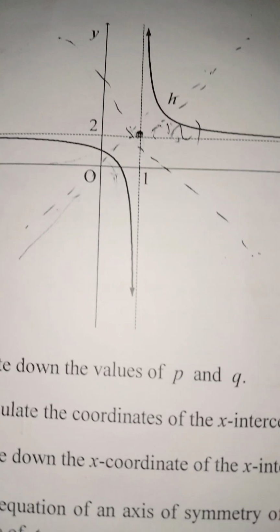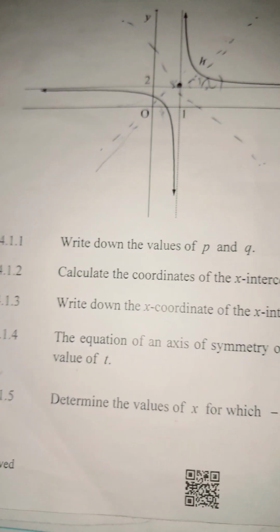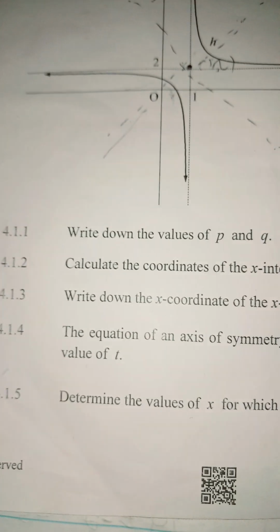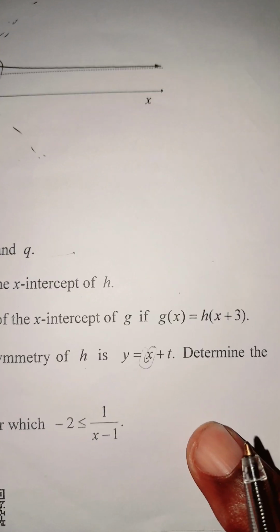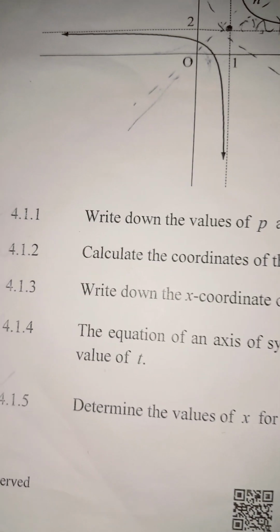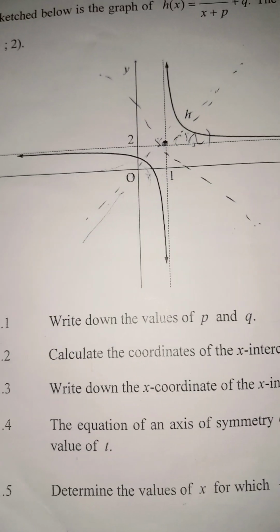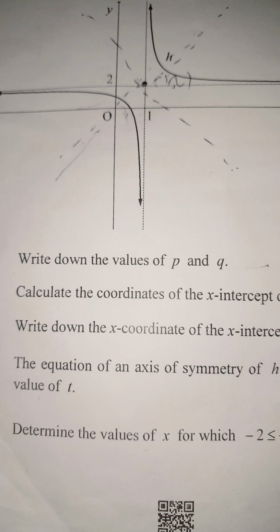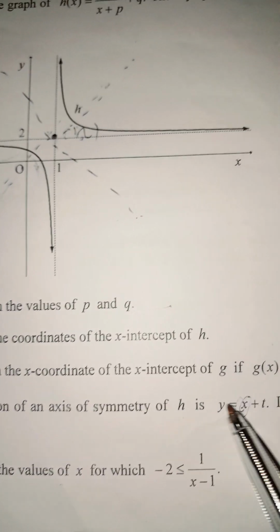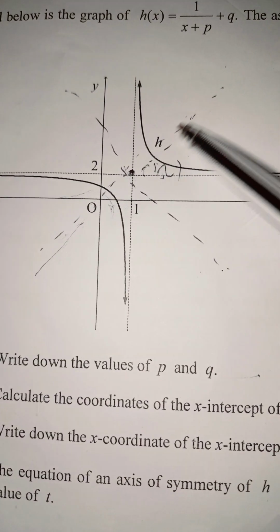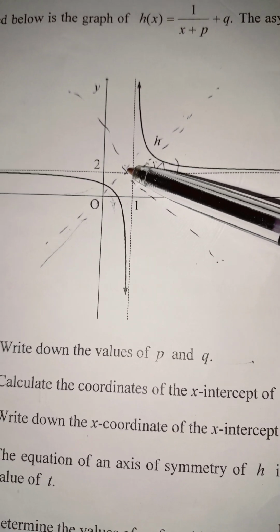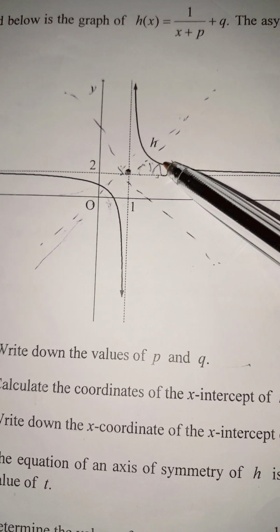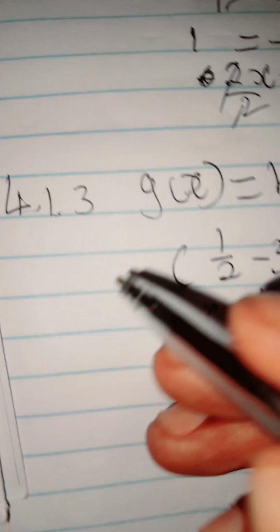Let's go to 4.1.4. The equation of an axis of symmetry of h is y equals x plus t. Determine the value of t. Okay, guys, to determine the value of t, this is a positive symmetry. It passes through the intersection of both asymptotes. So we are going to use this coordinate of 1 and 2 to determine the value of t in this case. So let's put that into practice.